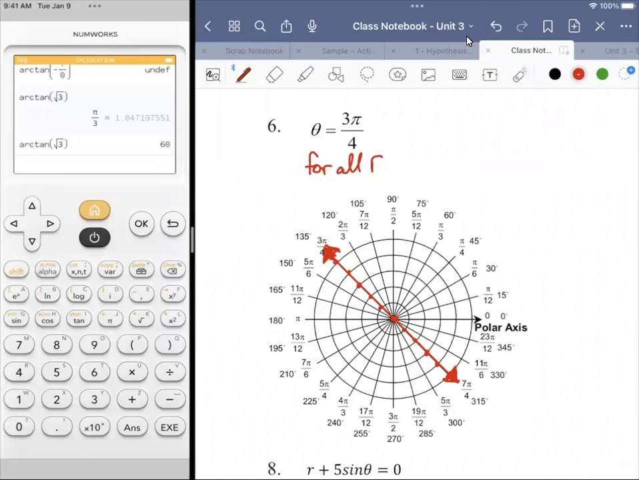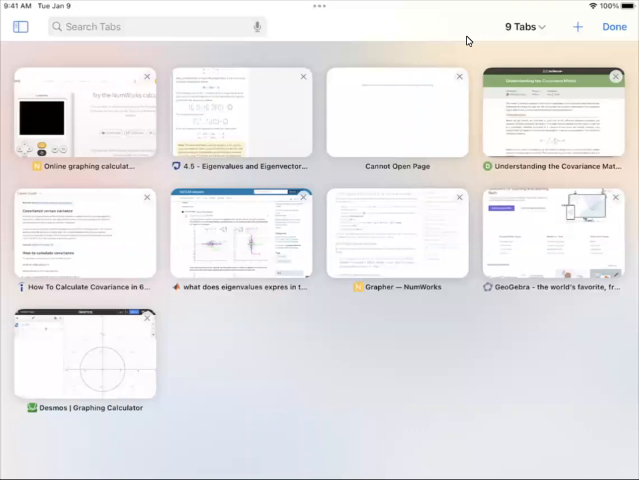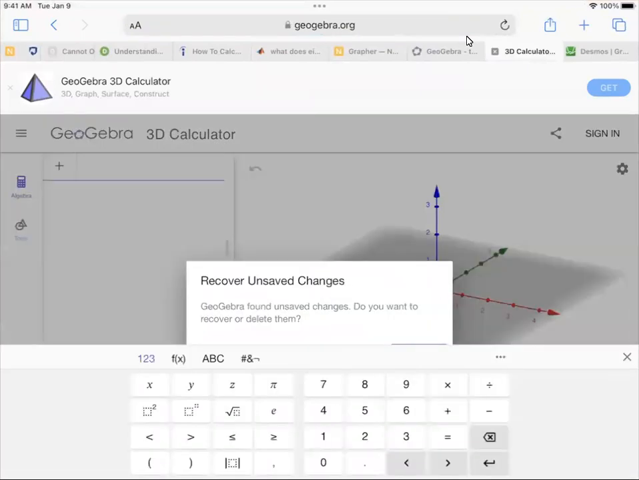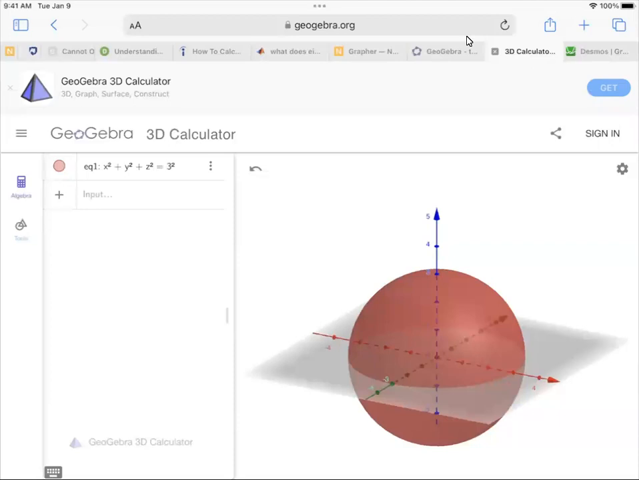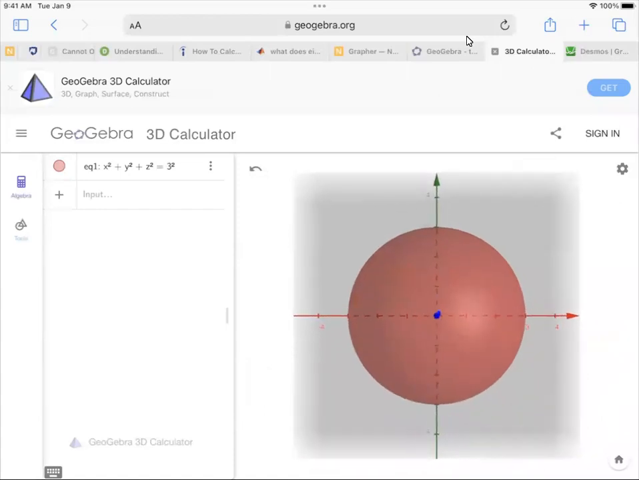So in the case of a sphere, I'll just plot a sphere really quickly in GeoGebra 3D. I'll just plot a simple sphere, x squared plus y squared plus z squared equals 3 squared. All right, so this is what a sphere would look like. A top-down view of the sphere looks like an ordinary circle. But if I have latitudes and longitudes.